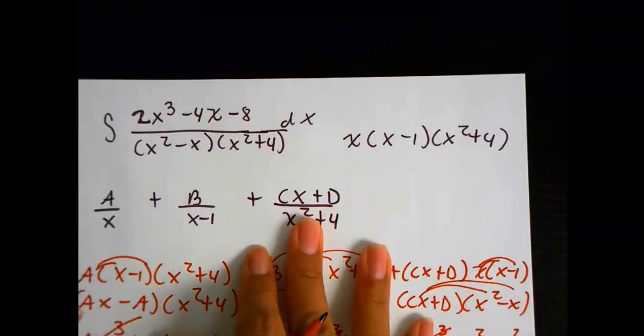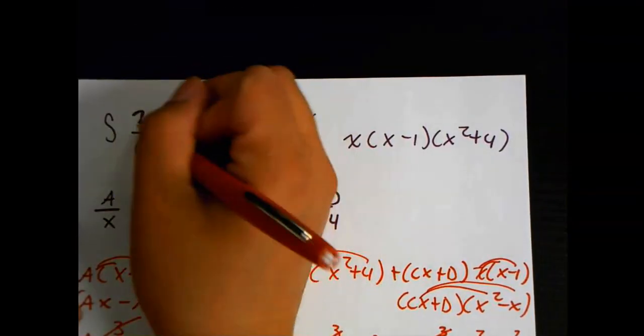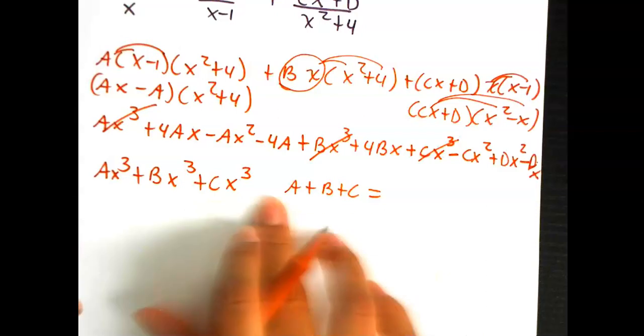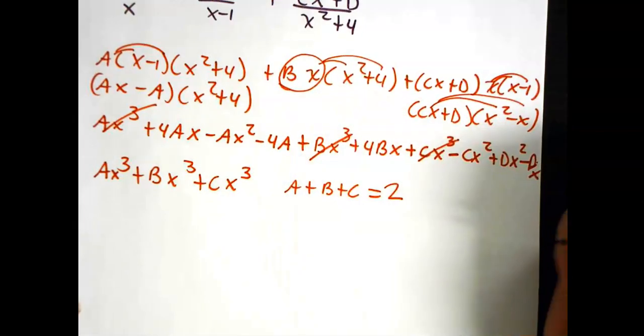Now look at the numerator. Do I have an x cubed? I do. What is the number in the front? What is the coefficient? A 2. So this must equal to 2.